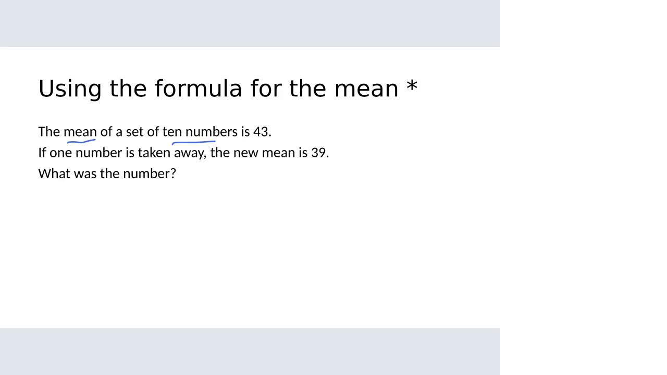So the first thing I'm told is that the mean of a set of 10 numbers is 43. And again, just to sort of walk back through our process here, I know the mean and I know how many there are. I know something that connects those things together, and it's this, and that's going to allow me to find the sum of those 10 numbers. So the mean is 43, and I don't know what the sum is, but I know there are 10 of them. So I'll go ahead and multiply both sides by 10, and that'll let me know that the sum of these 10 numbers is 430.